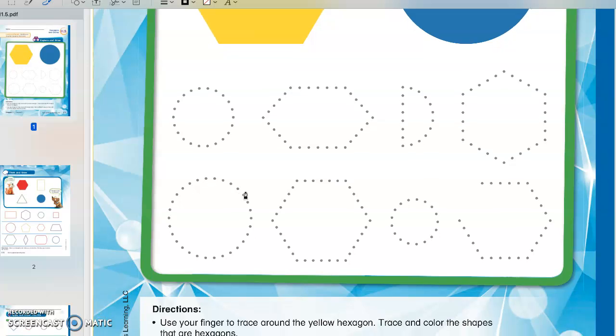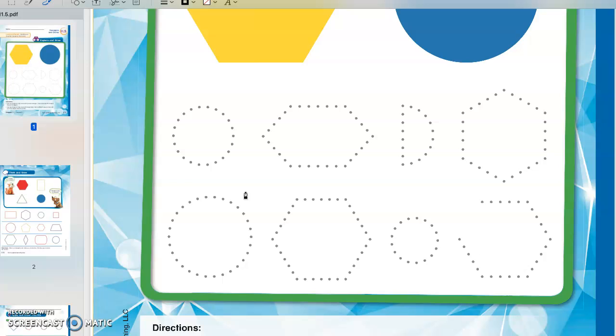Okay, now if you have yellow and blue, trace the hexagons in yellow and the circles in blue and color them in. If you do not have yellow and blue, just use 2 different colors. One color for hexagons and one color for circles.